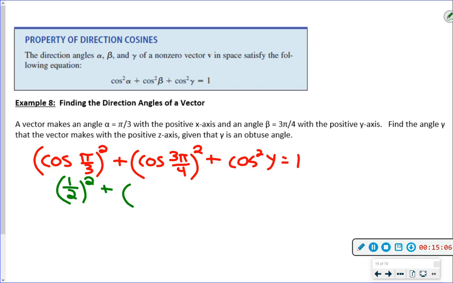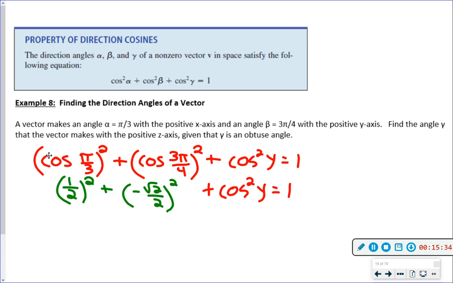1/2? Well, I tried to give you the 225 because it's a multiple of 45. And it's going to be on the left side in quadrant 2, so negative root 2 over 2. Although in this situation, does the negative really matter? Probably not, because we're going to square it in a second. All right, plus cos squared gamma equals 1.